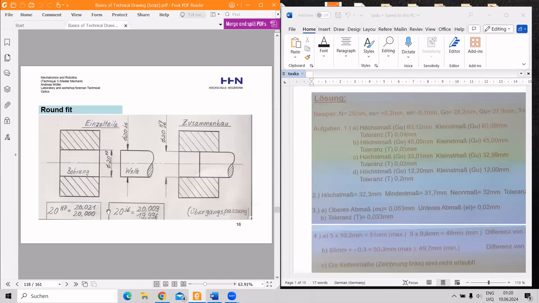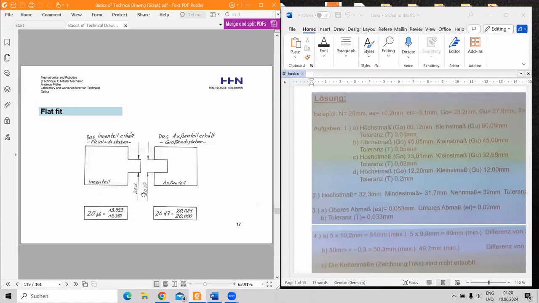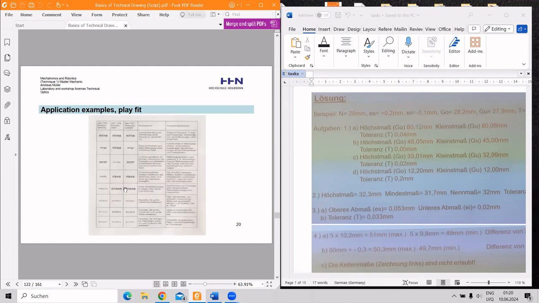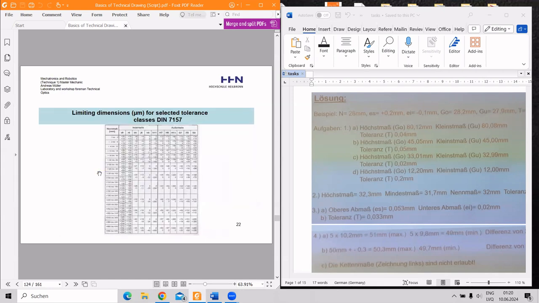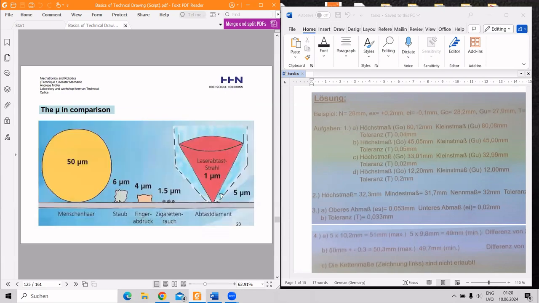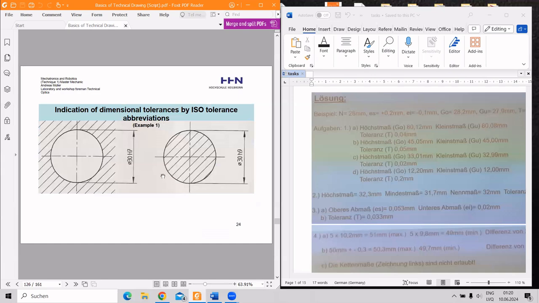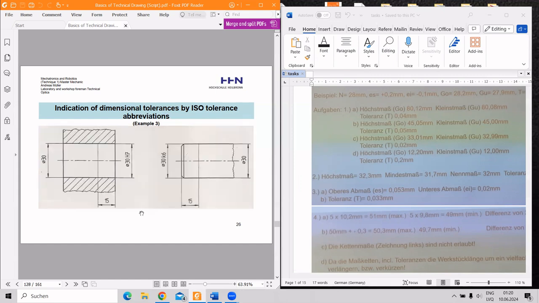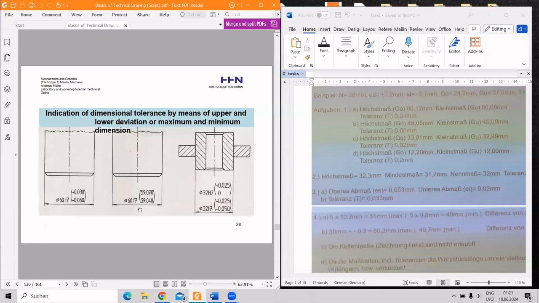Here's a round fit example. Flat fit also. These graphs also can be found in a table book. Here's just a comparison. 1 micrometer. Indication of dimensional tolerance by ISO standard tolerance abbreviations. So here's the diameter value, and then we write 7, class, also small h. Indication of dimensional tolerances by tolerance abbreviations.